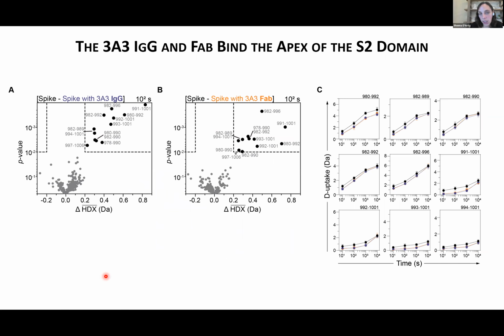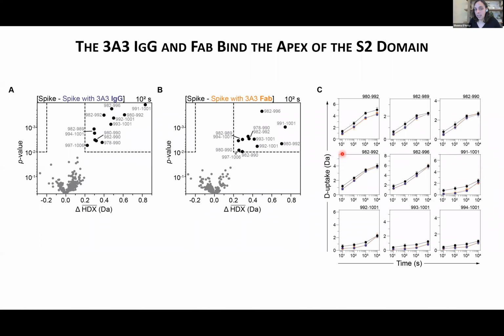So here are the data for the 3A3 antibody. We actually had an IgG as well as a Fab. And so in panel A, we're showing the data for the IgG, and in panel B, we're showing the data for the Fab. And you can see, I just chose one time point to show here, the 100-second time point, that we're getting a collection of overlapping peptides all in this significant region. And then if we look at the uptake plots, you can clearly see a difference between the black, which is the spike protein alone, and the orange and blue, which is with the IgG and the Fab.